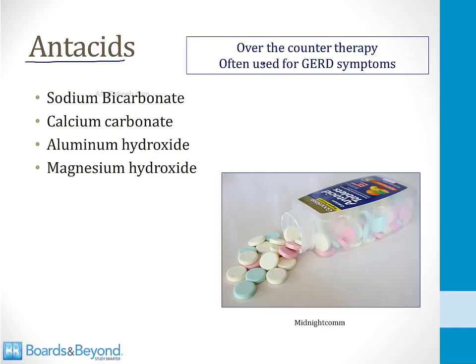Nowadays, people often take them as over-the-counter therapy, which means therapy that does not require a doctor's prescription, and people often take them for occasional heartburn symptoms. There are 4 different antacids: sodium bicarbonate, calcium carbonate, aluminum hydroxide, and magnesium hydroxide. We'll talk about all 4 in the next few slides.